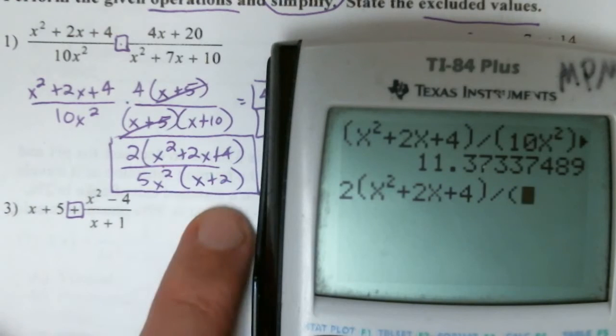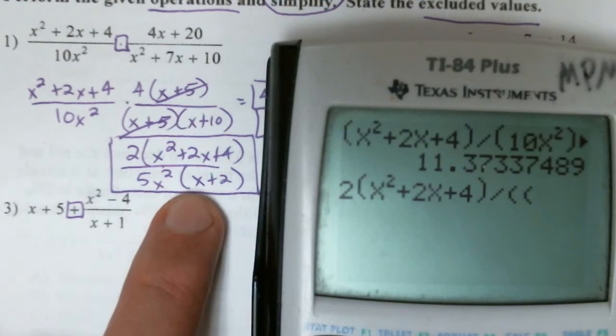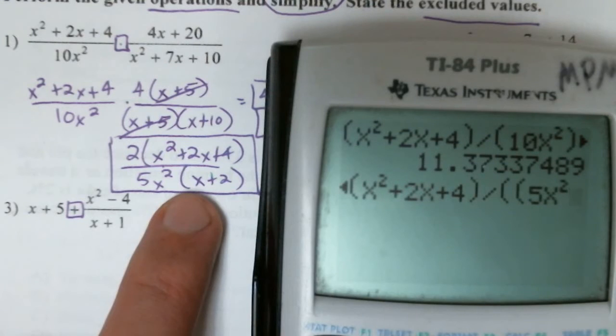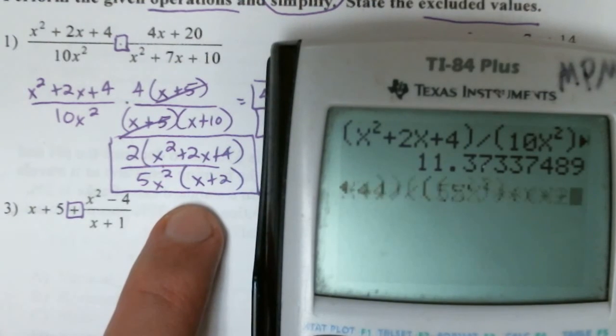I've got 2 different things in the denominator, so I need 2 sets of parentheses. You can never get in trouble by using too many parentheses, but you can get in trouble by not using enough. So I've got 1 set of parentheses for the 5x squared, close that, times the second set of parentheses, x plus 2, close the double set of parentheses.